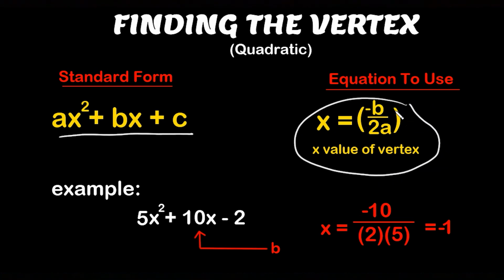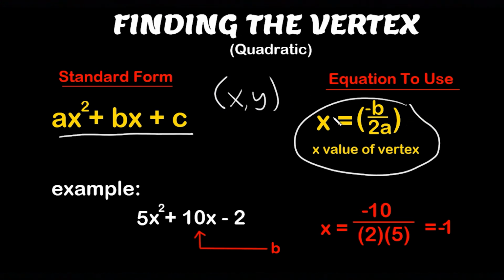So again, once your quadratic is in standard form, you're going to use the following formula, which is x equals negative b all over 2a to find the x value of the vertex. Now, once you have the x value of the vertex, you can plug it back into the original quadratic and get the y value of the vertex. Because remember, the vertex is a point. It's going to be x comma y, okay?